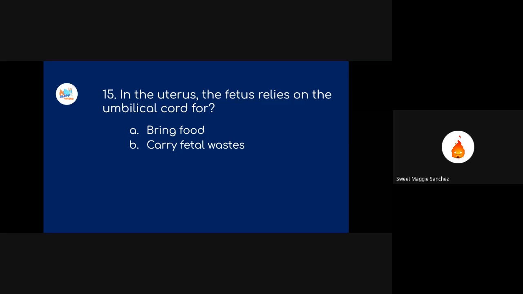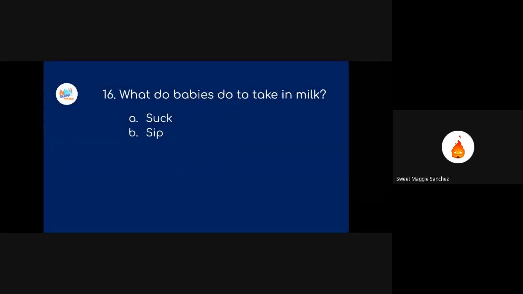Okay, timer stops. Question 16. What do babies do to take in milk? Is it A, suck, or B, sip?